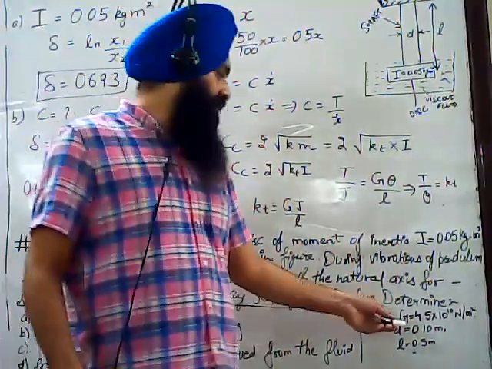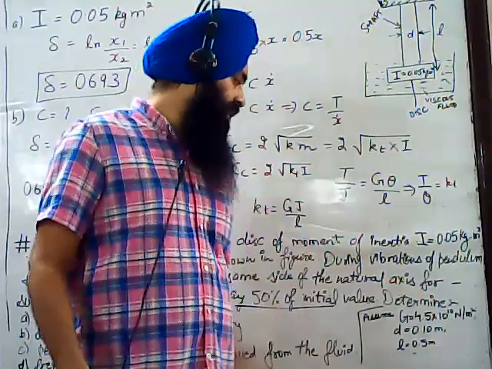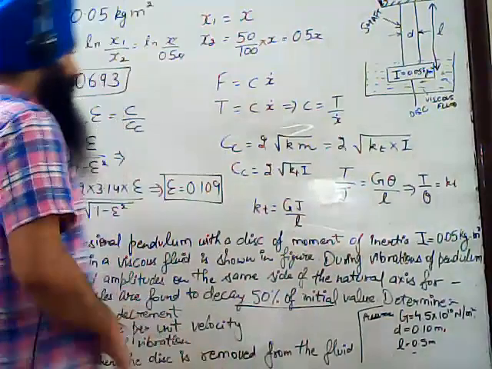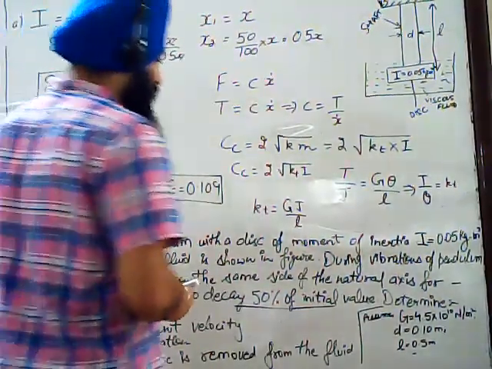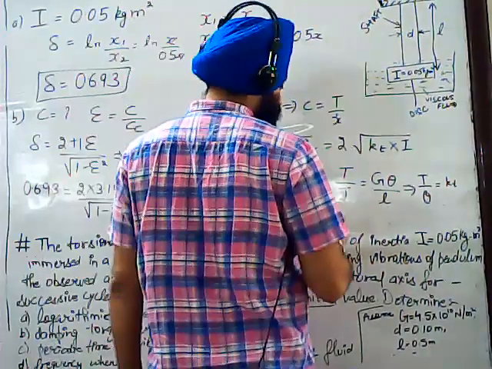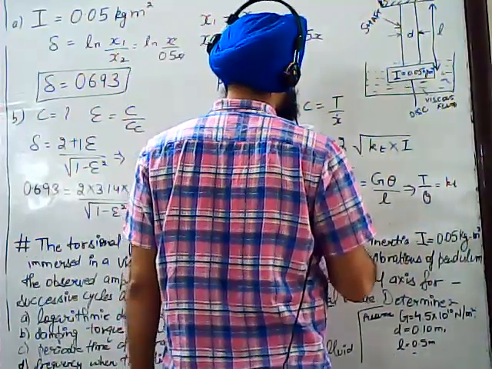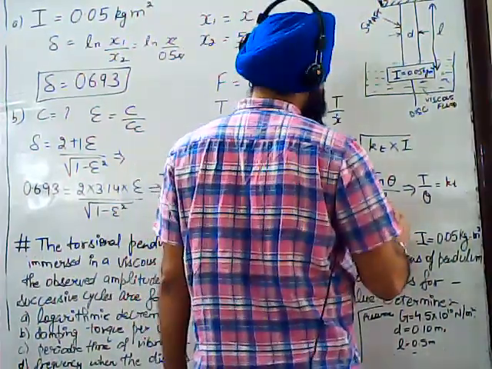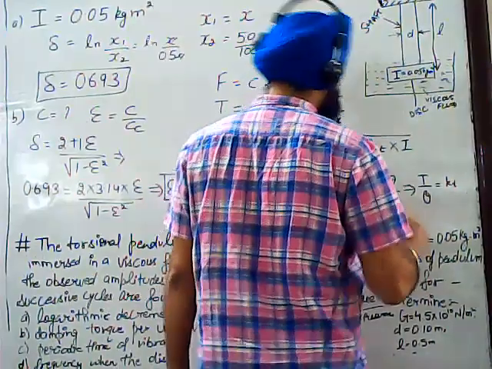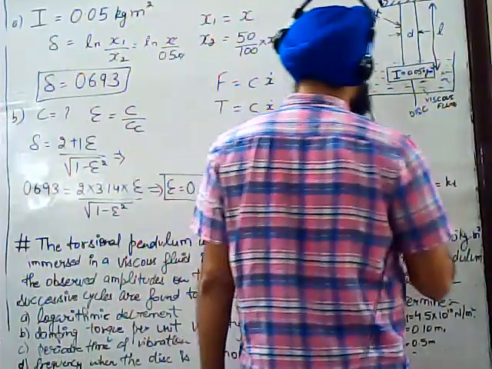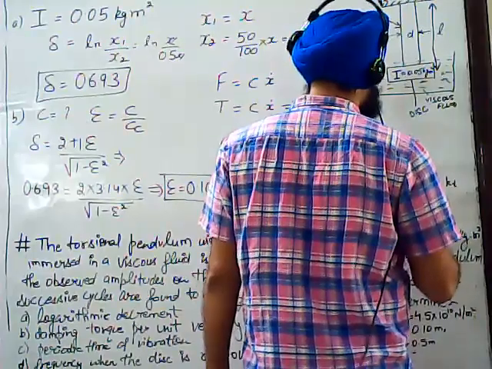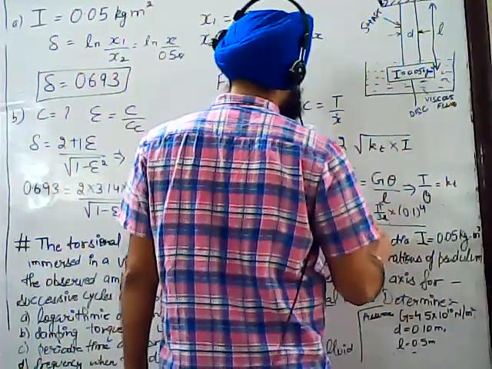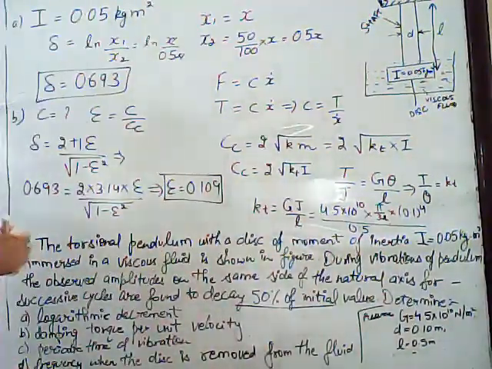The value of modulus of rigidity is 4.5 into 10 raised to the power 10. The diameter is 0.10 and the length is 0.5 meter. So this data is given in the numerical. The value of G is 4.5 into 10 raised to the power 10, into J, the value of J is pi d raised to the power 4 by 32. Pi by 32 into d raised to the power 4. The value of diameter is 0.10, 0.1 raised to the power 4, divided by length. The value of length is 0.5. So in this way, we can calculate the value of Kt.